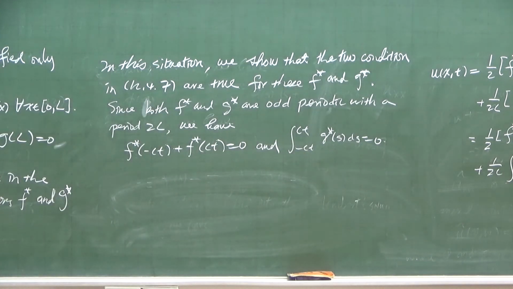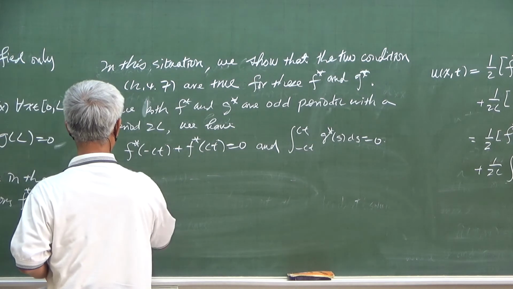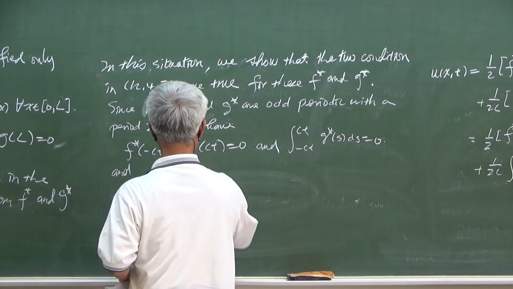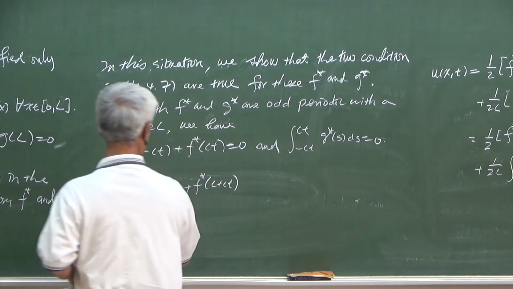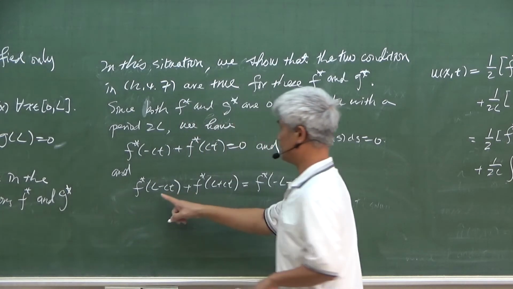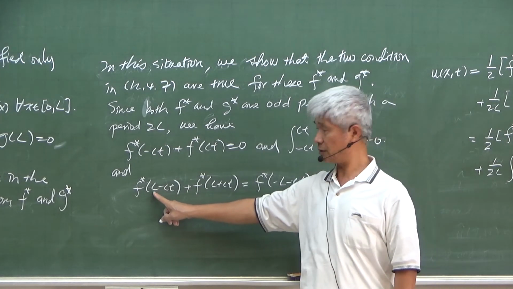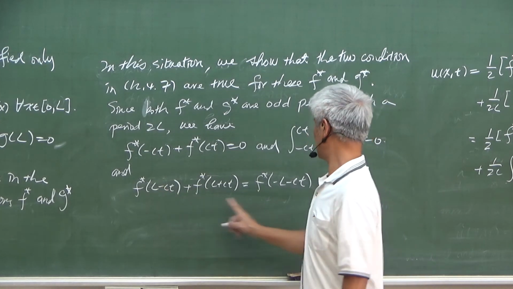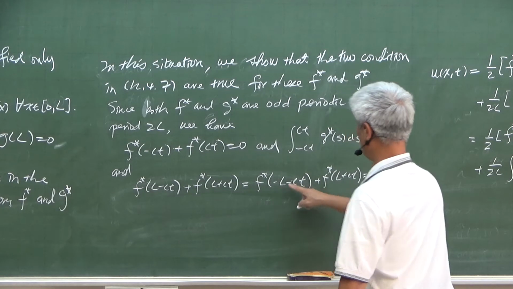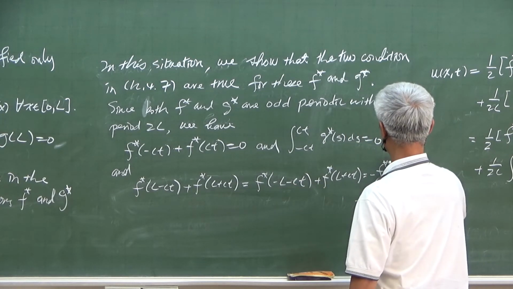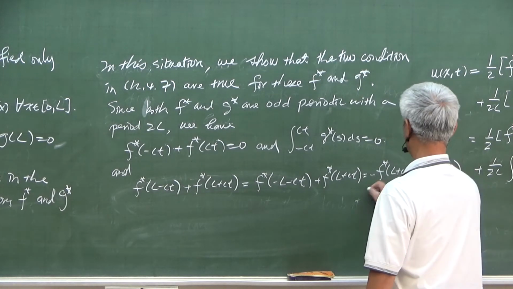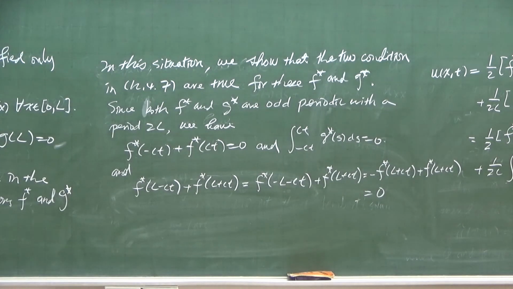And for this one, also, f star of L minus ct plus f star of L plus ct. This is equal to f star of minus L minus ct, because this is periodic with 2L, so we subtract 2L and get the same value. So we have that plus f star of L plus ct. And because f star is odd, so this one is 0. Okay? So we prove this is 0 for all t.